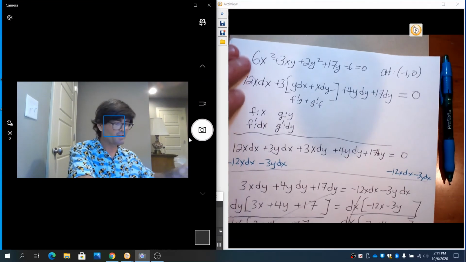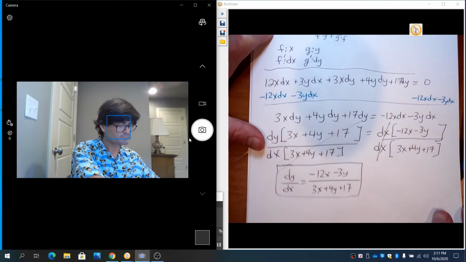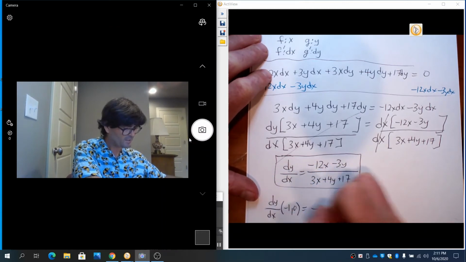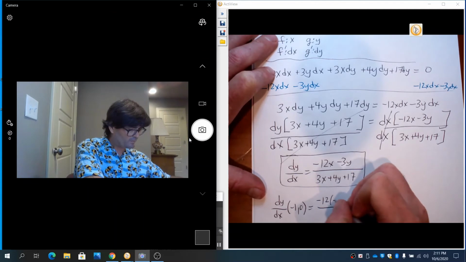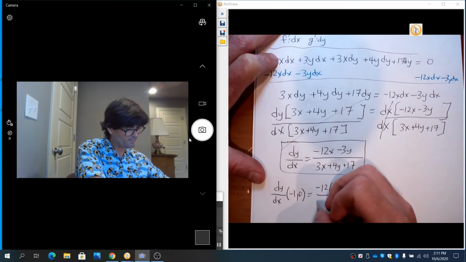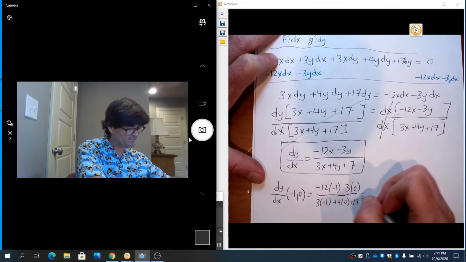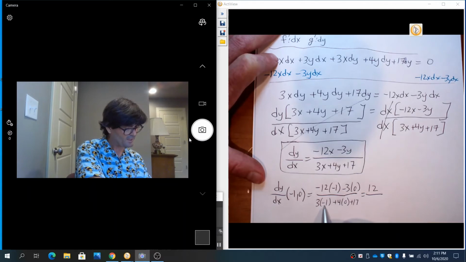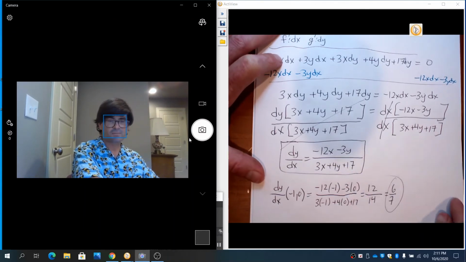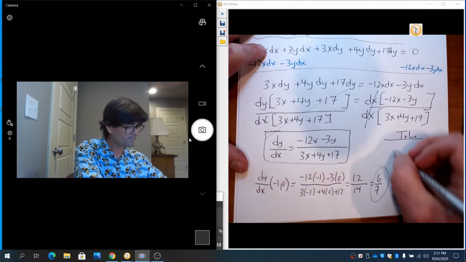I told you originally we were going to plug in the x and y coordinate, negative 1, comma 0. So let's just go ahead and do that. Dy over dx at negative 1, comma 0 is going to be minus 12 times negative 1 minus 3 times 0, over 3 times negative 1 plus 4 times 0 plus 17. That makes 12 over negative 3 plus 17, which is 14. So 6 sevenths.